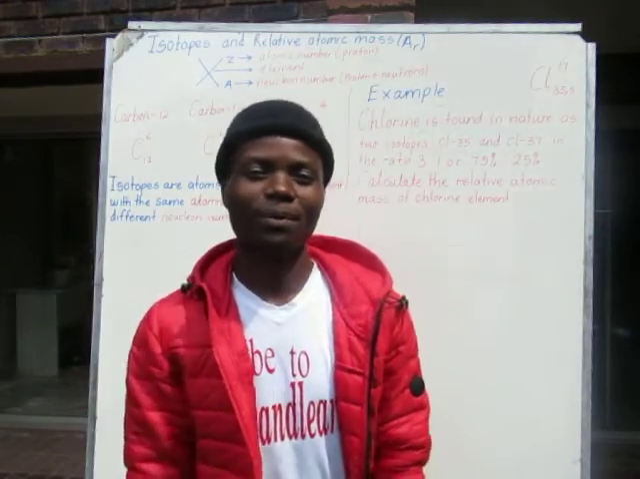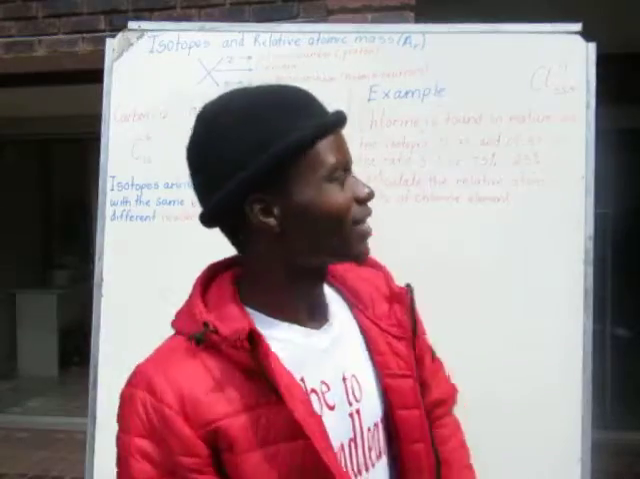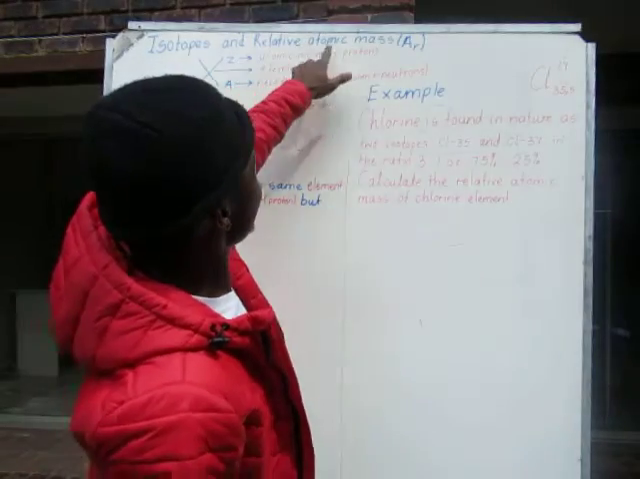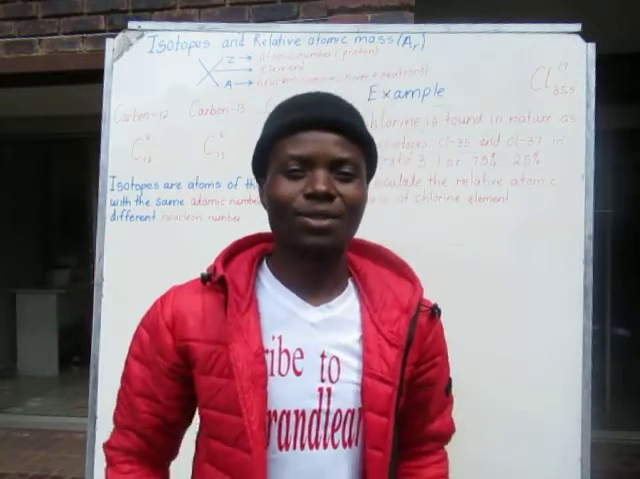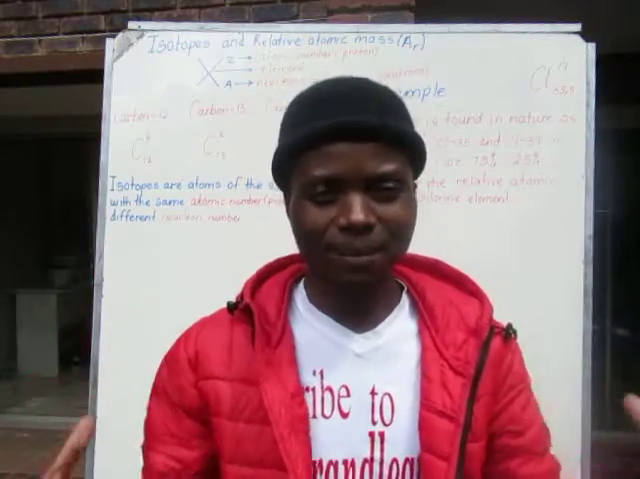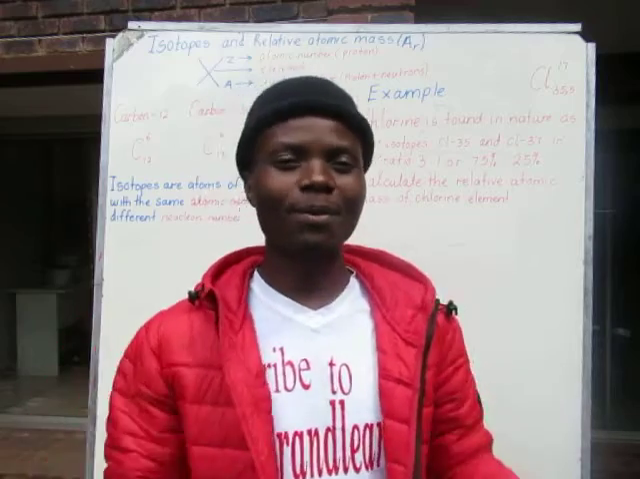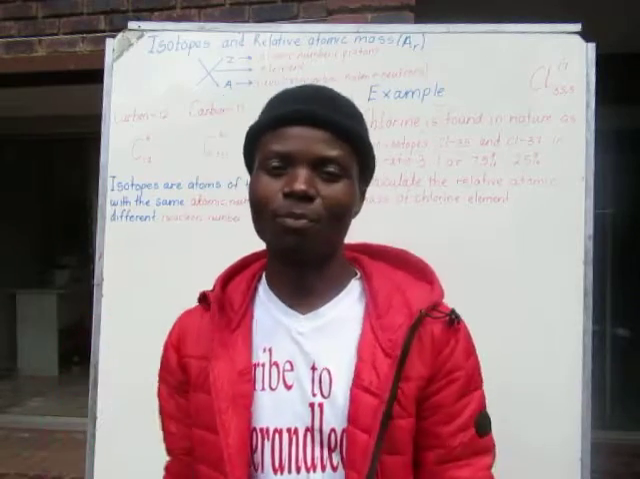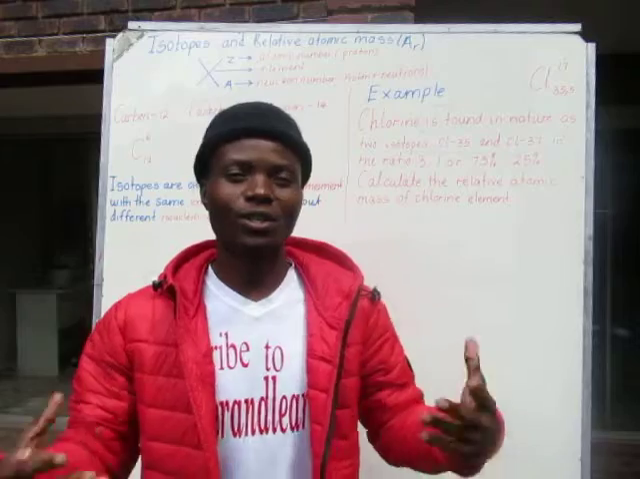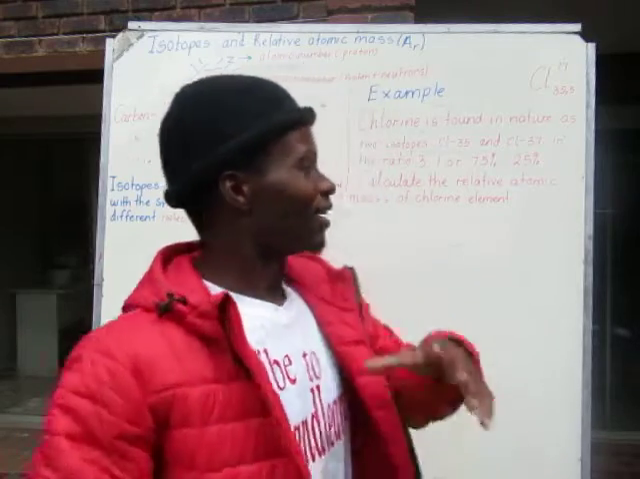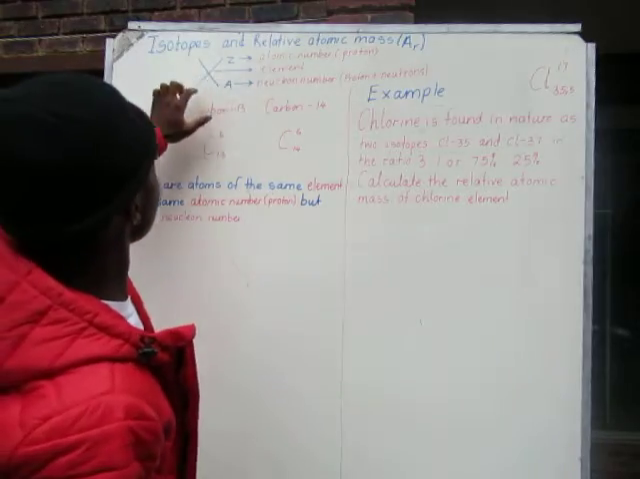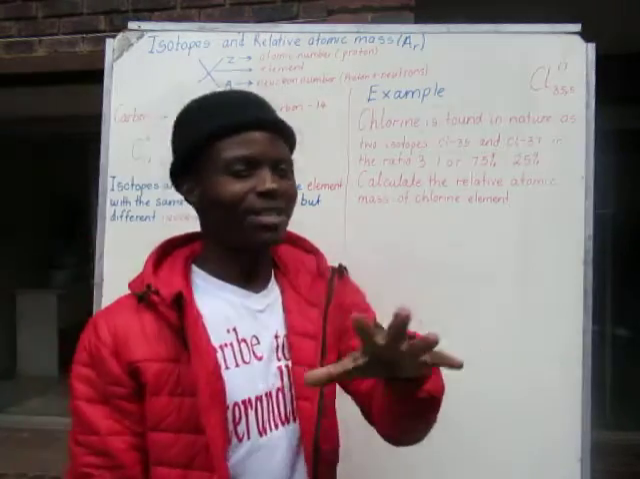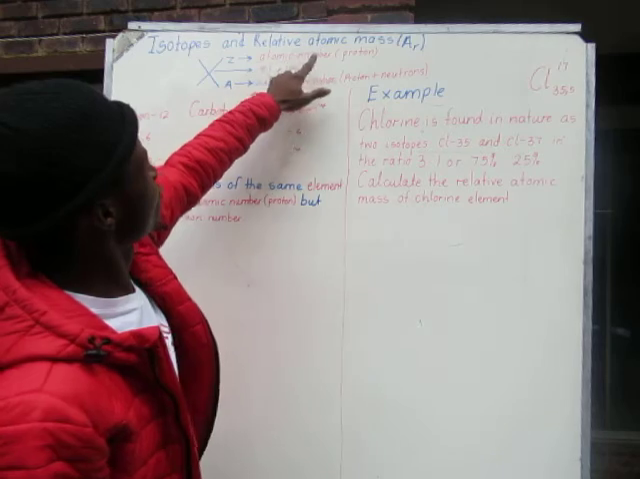In this video, we're going to be learning about isotopes and relative atomic mass. What are isotopes? Isotopes are atoms of the same element with the same atomic number, that means the number of protons, but different nucleon number. Remember from our previous video, we realized that all atoms of the same element have the same atomic number.